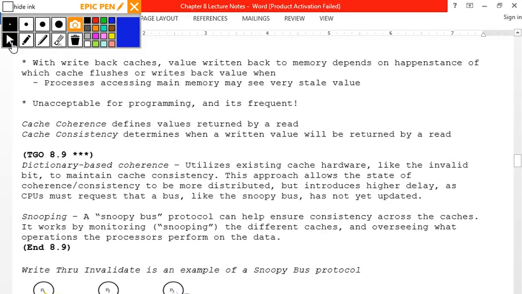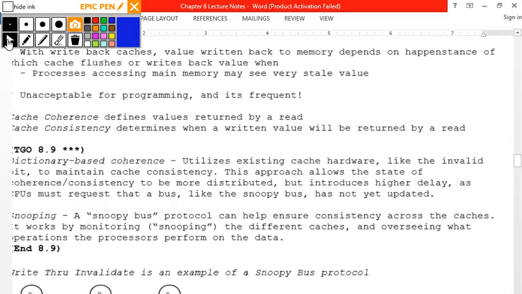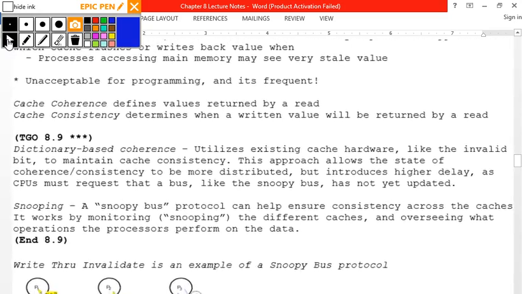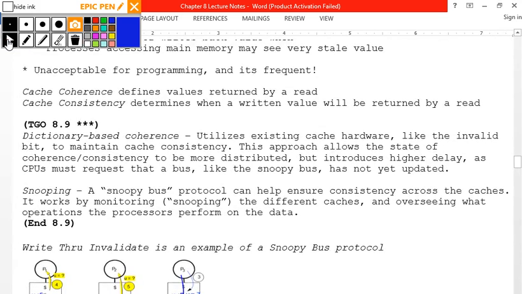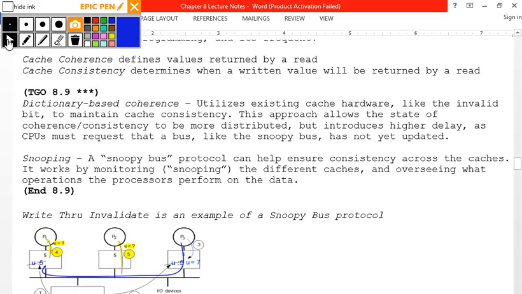So cache coherence defines the values returned by a read, and cache consistency is what happens when we write to these different values, right? So directory-based coherence and snooping. The whole idea with the directory protocol is that you're using existing hardware in the processor to maintain cache by using bits as some concept of a dirty bit.